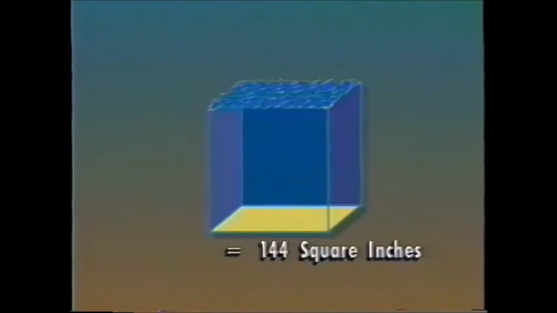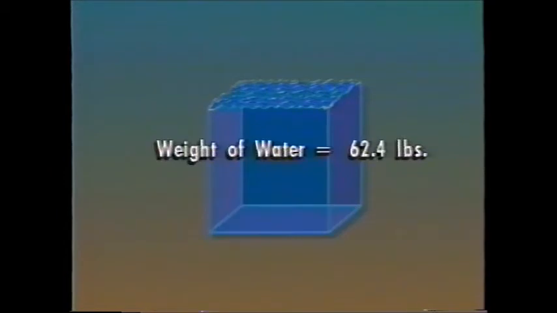Another way to understand the relationship between pressure and force is to look at the force, and therefore pressure, exerted by a quantity of liquid on the bottom of its container. Imagine that this container is a 12-inch cube completely filled with water, so we have exactly 1 cubic foot of water. The bottom of the container has an area of 12 times 12, or 144 square inches, and we know that 1 cubic foot of water weighs 62.4 pounds. The total force applied to the bottom of the container is 62.4 pounds.